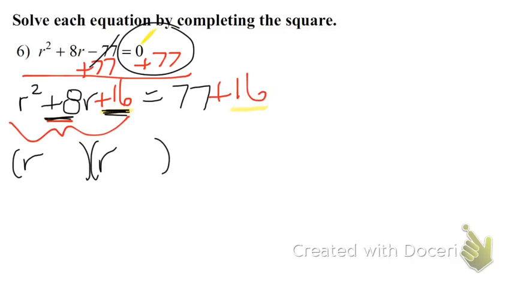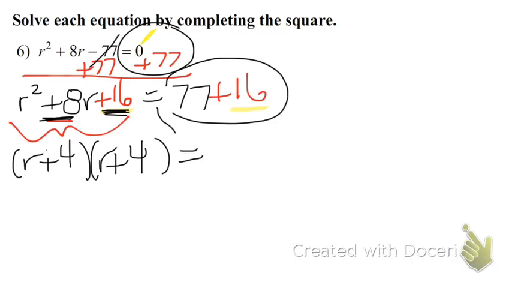Two numbers that multiply to 16 and add to 8, and it's always going to be the square root of this guy with this sign. So two numbers that multiply to 16 and add to 8 would be positive 4 and positive 4. Bring down this equal sign. Add these two guys together. 77 plus 16 would be 93.